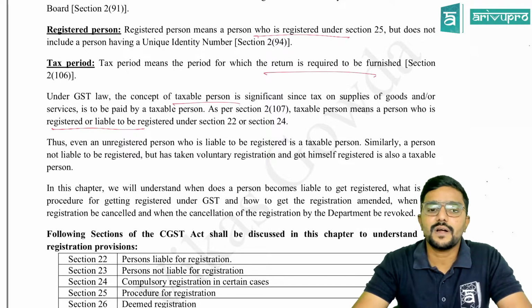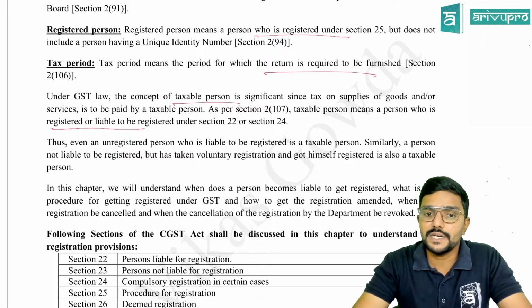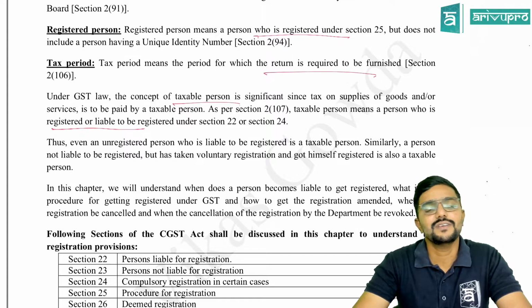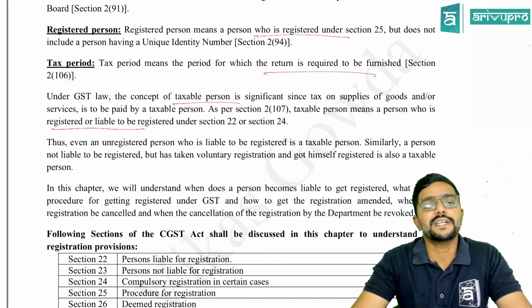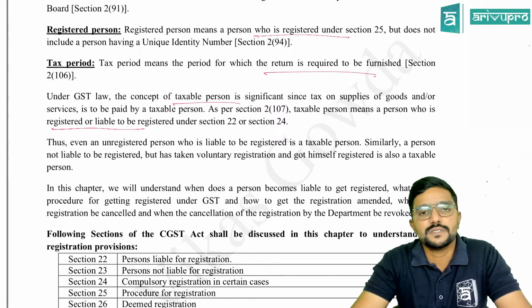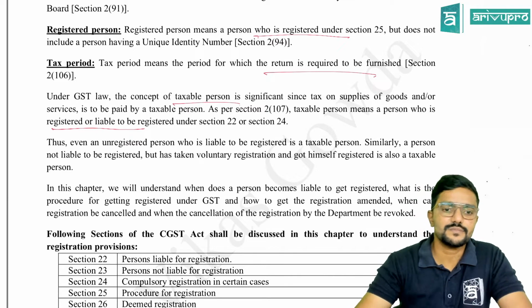Similarly, a person not liable to be registered but who has taken voluntary registration and got himself registered is also a taxable person. Now, sir, I was not supposed to get registered under GST, but still I took voluntary registration. So in that case, you are a taxable person as well as a registered person, because you have taken registration, you are called both.